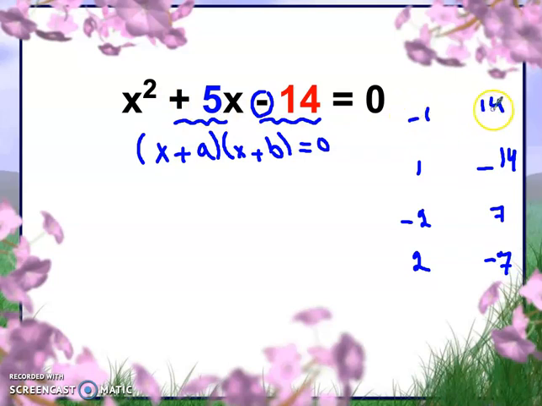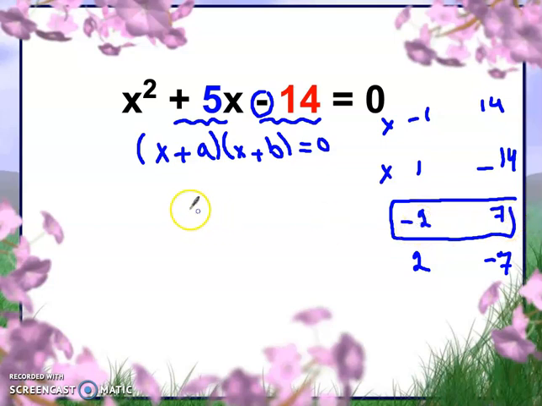Minus 1 plus 14 equal to 13. 1 minus 14 equal to minus 13. Minus 2 plus 7 equal to plus 5. So we can say that a equal to minus 2 and b equal to 7. So x minus 2 times x plus 7 equal to 0.